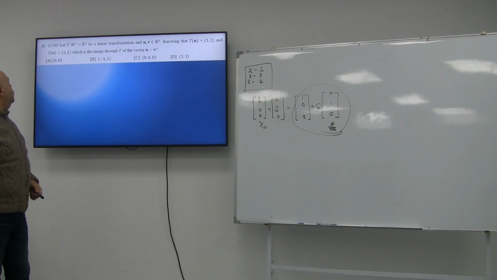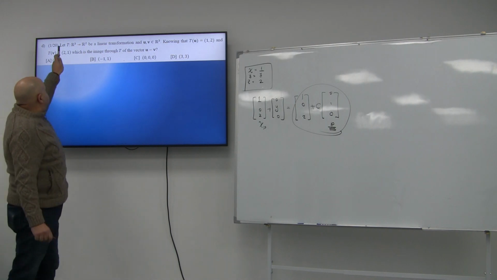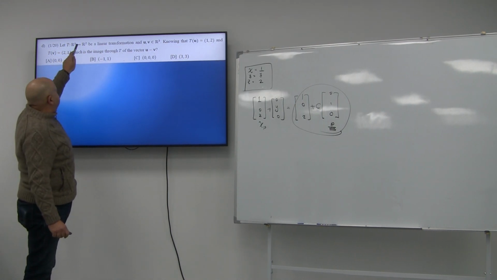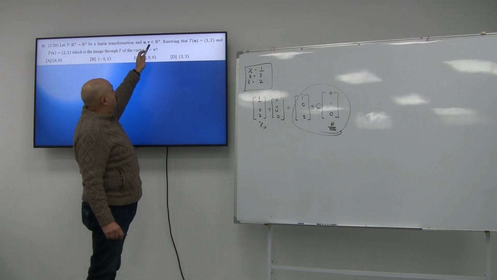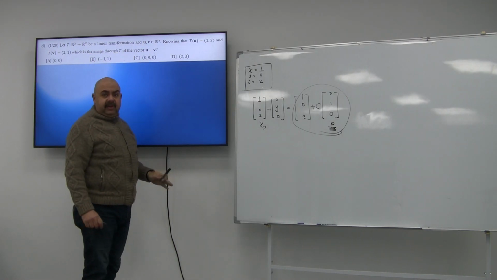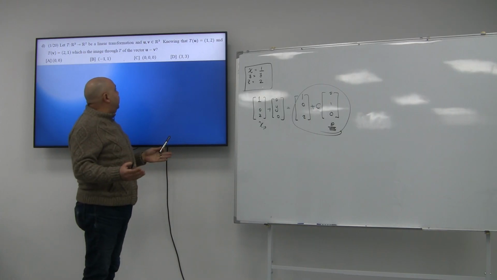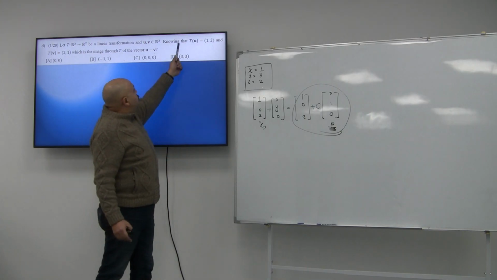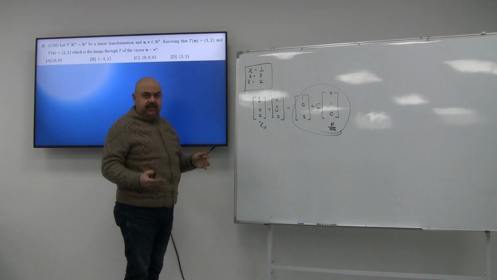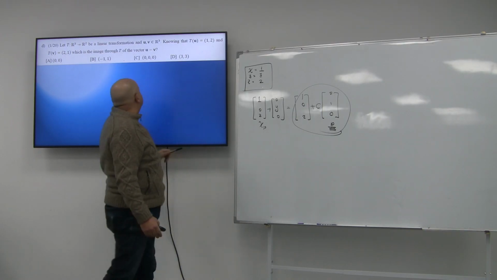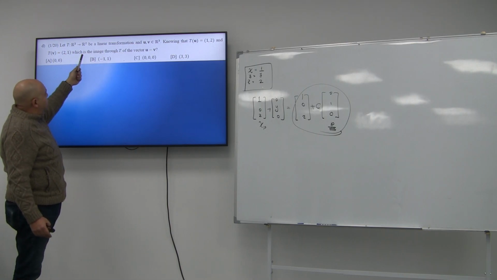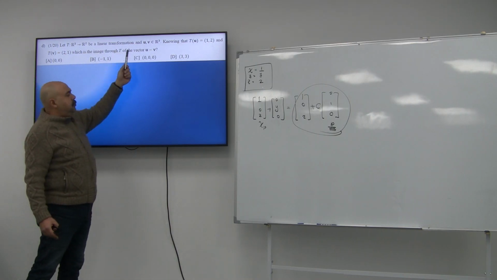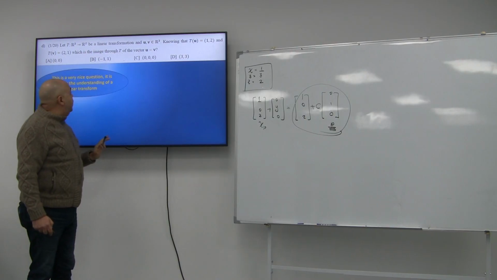Okay, perfect. For the last question, it's about linear transformation. Let T be a linear transform from R3 into R2, and U and V belong to R3, so both U and V are R3 vectors. Knowing that the transform of U, T of U, is (1, 2), and the transform of V is (2, 1), find the image through T of the vector U minus V. This is really a very nice question.